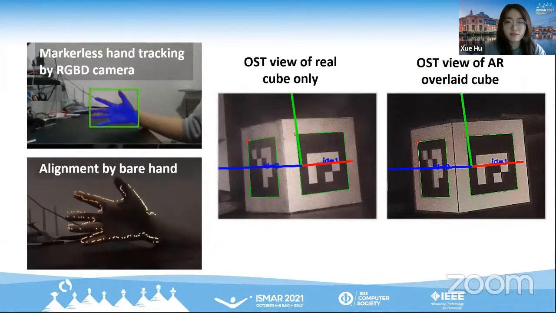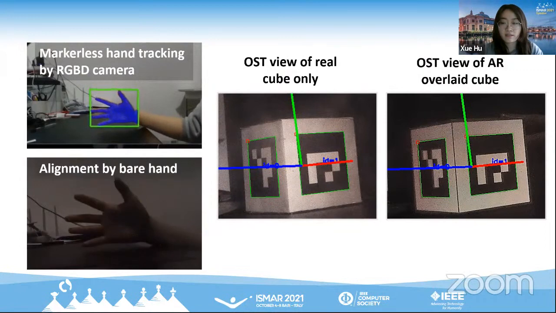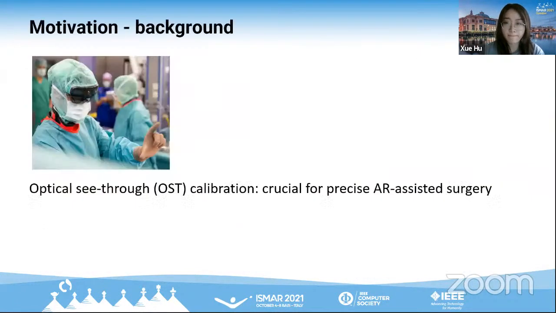Our method uses a commercial RGBD camera to markerlessly track the user's bare hand and exploits the tracked dense point cloud to calibrate the OST AR headset in a user-centric way. Our method is efficient, robust, and implementable in commercial AR headsets. In this paper, we use Microsoft HoloLens 1 as an example.